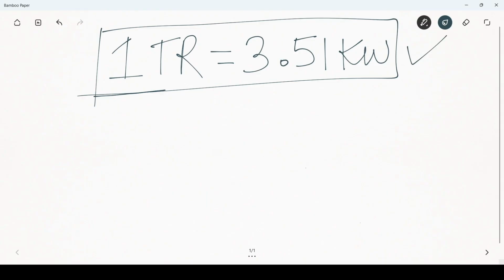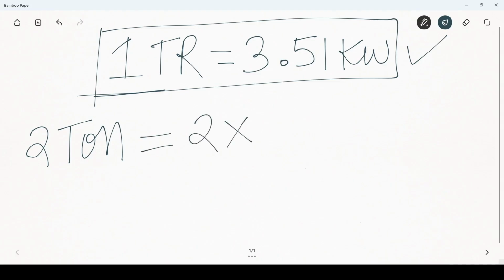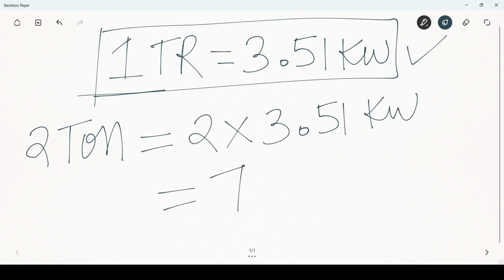So when an air conditioning system is rated as 2 ton, that means its cooling capacity is 2 multiplied by 1 ton, which is 3.51 kilowatt. So the air conditioning system has got a cooling capacity of 7 kilowatt.